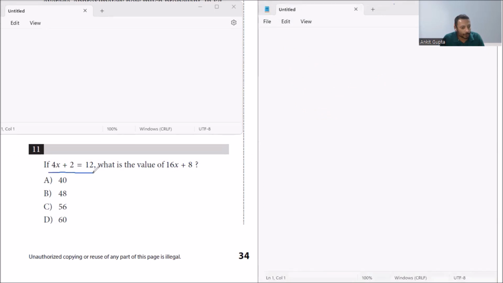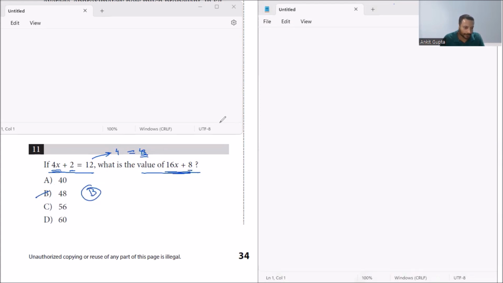If 4x plus 2 is equal to 12, what is the value of 16x plus 8? Right? There are multiple ways of solving this. If you use logic, you will see that this is 4x, this is 16x. That means it got multiplied by 4. And the 2 also got multiplied by 4, right? So if you directly multiply 12 by 4, you will get the value of 48. And that will be the value of 16x plus 8, right? So the answer will be option number B.